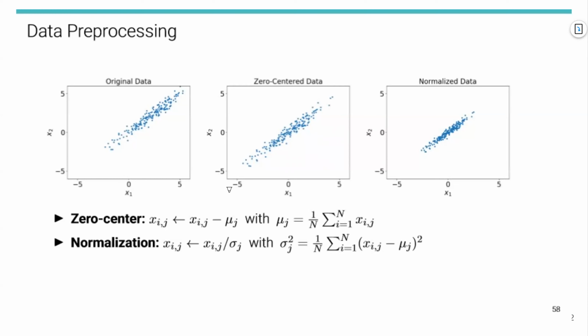Okay, there are two steps for data preprocessing. One is called zero centering. We calculate the mean of the data and subtract this mean from all the data. This will be our new data, centered at zero. And normalization means we use the standard deviation and divide the value by the standard deviation. Then it becomes normalized. This is zero-centered data and normalized data.